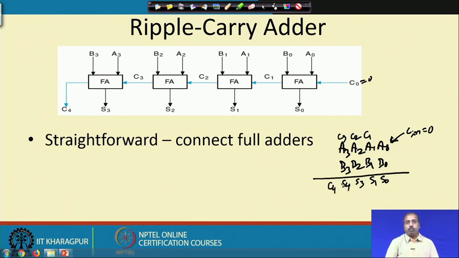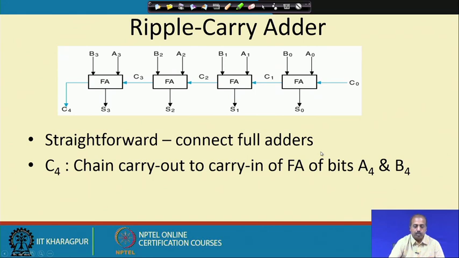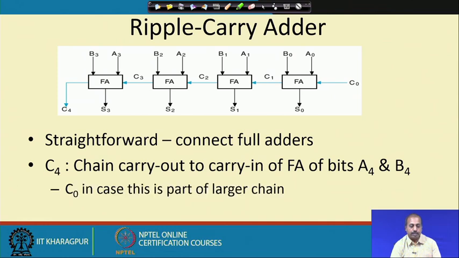So, we have two 4-bit numbers, they are getting added and it is producing a 5-bit number consisting of 4 sum bits and 1 carry bit. In this straightforward fashion, we can connect full adders and get the circuit for a higher number of bits. So, C4 is the chain carry out to the carry in of the full adder of bits A4 and B4. If we have the next stage A4 and B4, we can chain it to the next stage, and C0 in this case is part of a larger design.